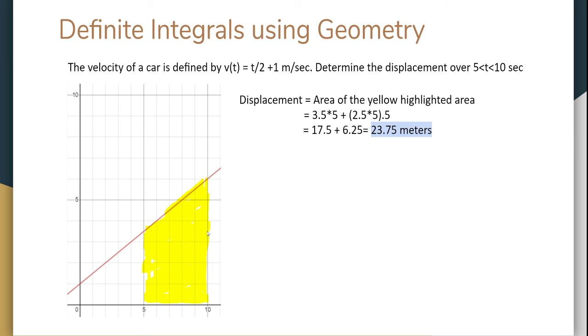And then I start at that point and go up to the top. It's going to be 3.5 up to 6, so that's going to be 2.5, and still times 5, but since it's a triangle, it's going to be 1/2 base times height. So that's where you get that 2.5 times 5 times 0.5. And then in total I get this 23.75 meters.